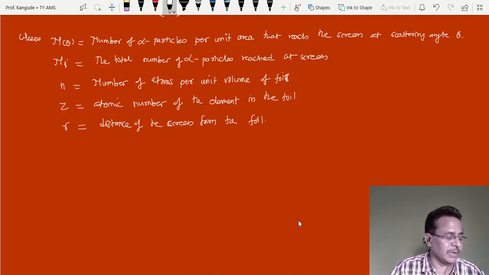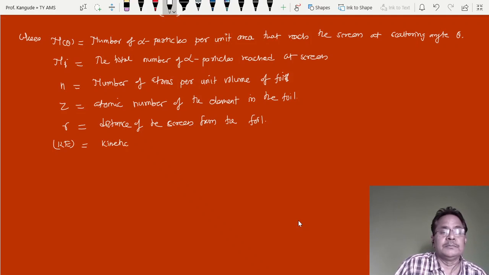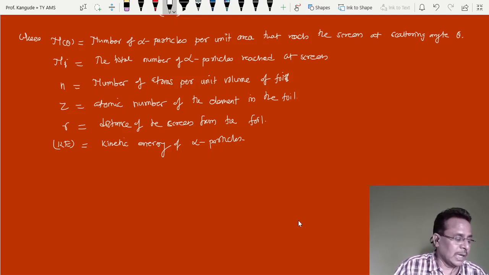We can identify this very easily. Then this Ke is the kinetic energy of the alpha particle, the incident alpha particles. And then small t is the foil thickness, and as usual, this theta is the angle of scattering.